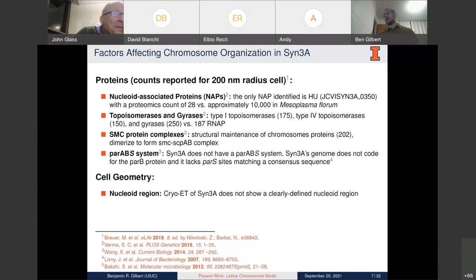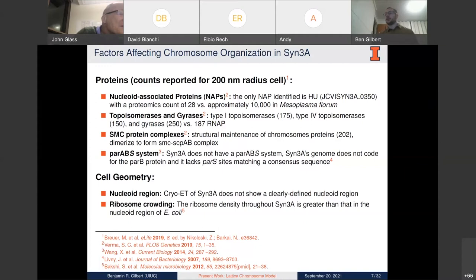In contrast to organisms such as E. coli, we don't see a clearly defined nucleoid region where the chromosome would be found. Instead, the ribosomes are everywhere and there's no specific place that would indicate the presence of a chromosome. And additionally, the ribosome density throughout Syn3A is much greater than that in the nucleoid region of E. coli. So it's of interest to determine what influence that has on the actual organization of the chromosome.